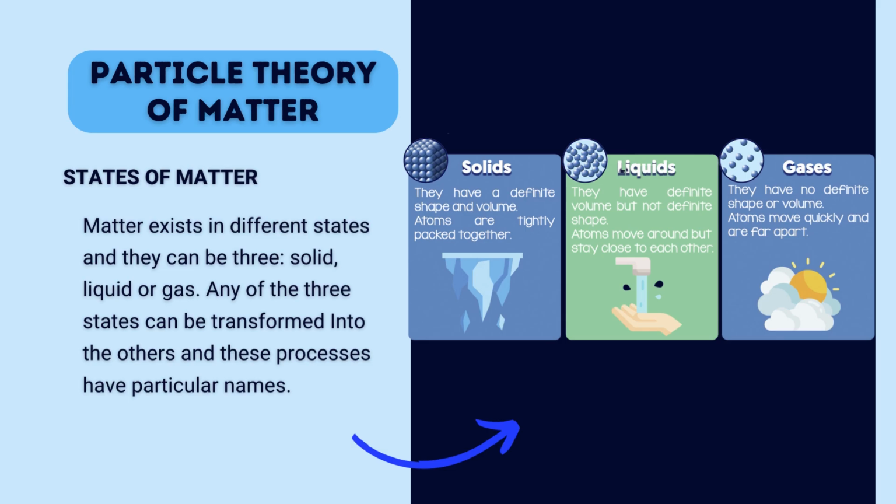As mentioned in the previous slide, matter exists in different states, and they can be solid, liquid, or gas. On this slide, I have summarized the previous points. Solids have a definite shape and volume, and atoms are tightly packed together. Liquids have definite volume, but not definite shape, and atoms move around but stay fairly close together. Gases have no definite shape or volume, and the atoms move quickly and are far apart.